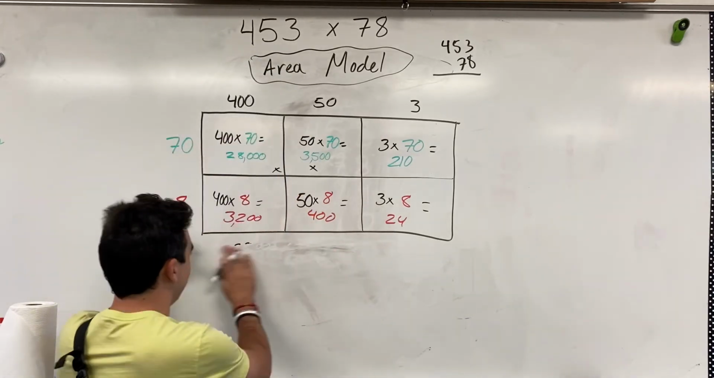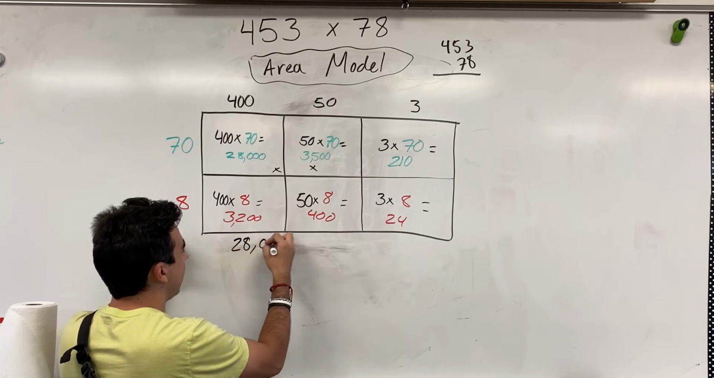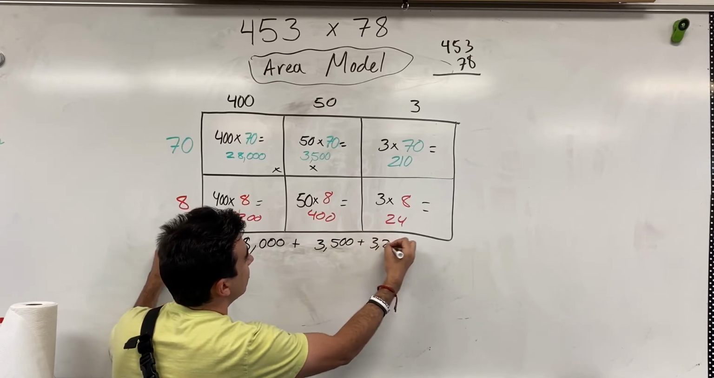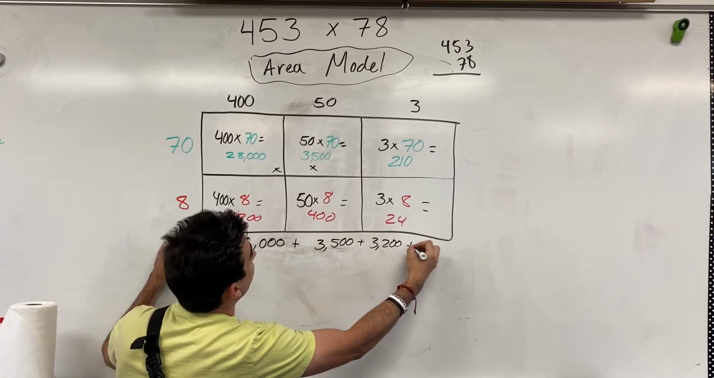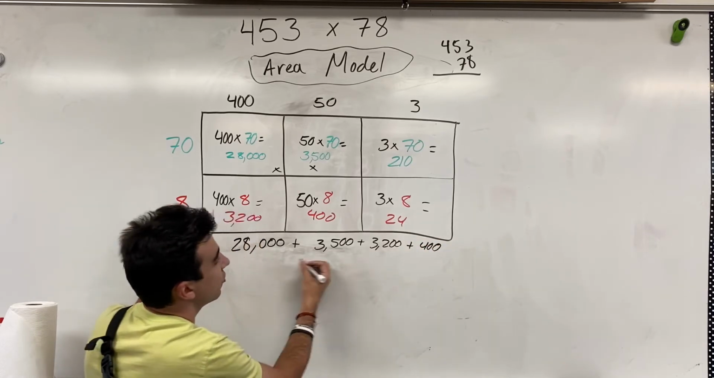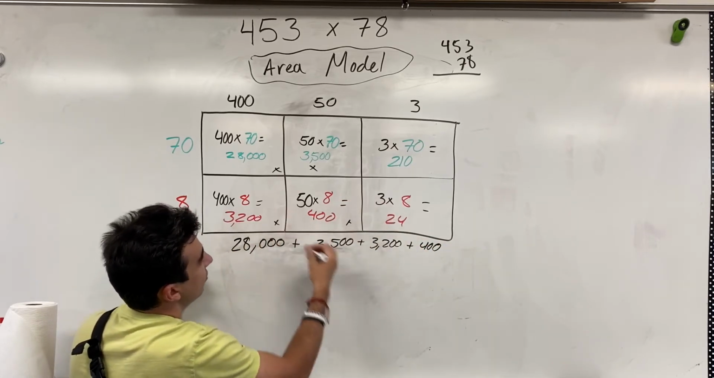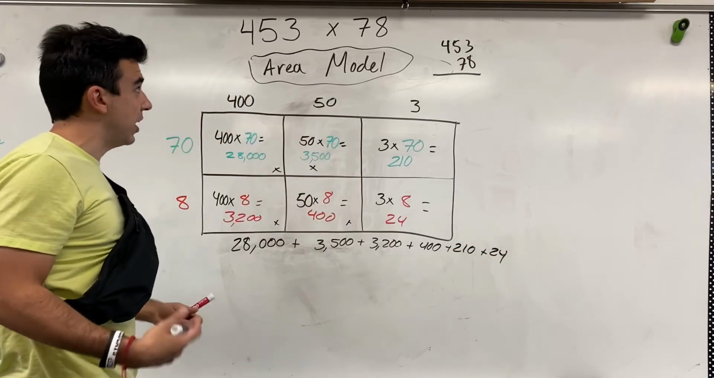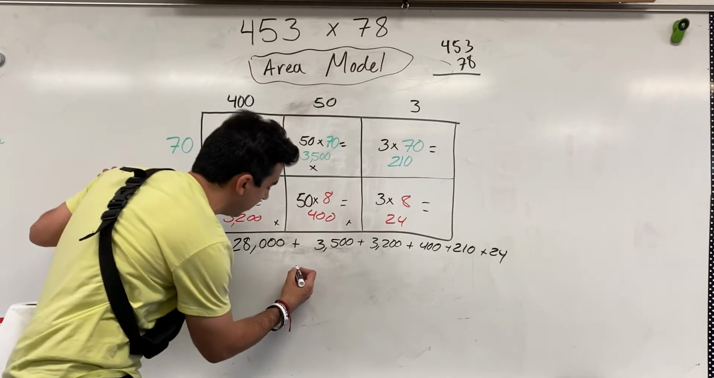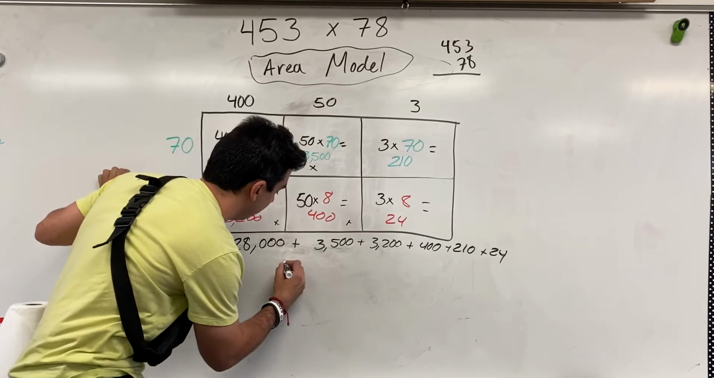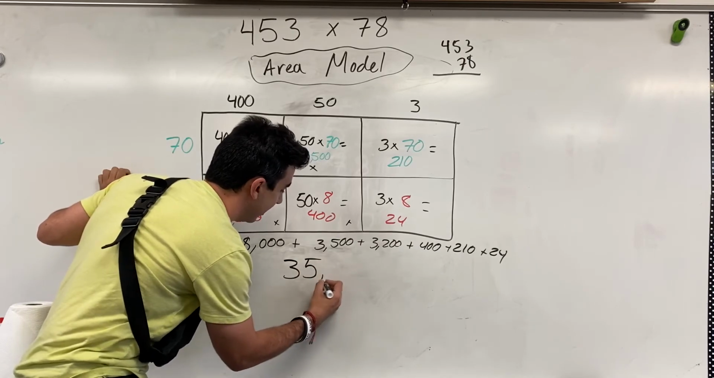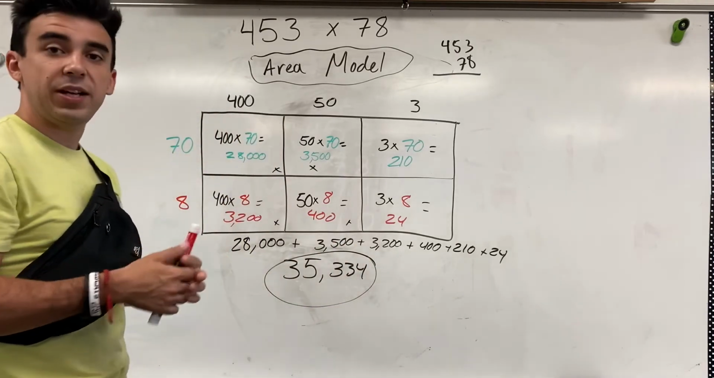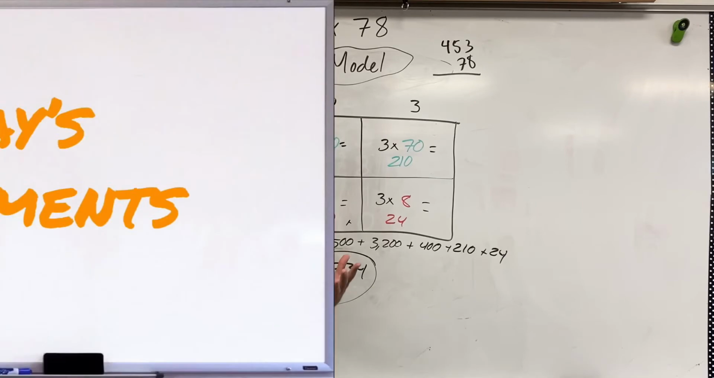I'm going to erase that real quick. We have 28,000 plus 3,500 plus 3,200 plus 400. And make sure you're going in order like I am. I'm marking off when I've done each one. Plus 210 plus 24. Now, we're going to save some time, but when we add them, it will equal out the same answer as before, and that's 35,334. So that is how you solve it through an area model. Sweet!